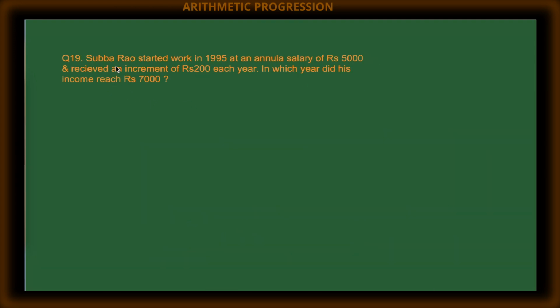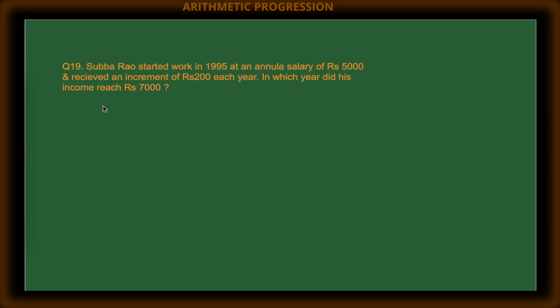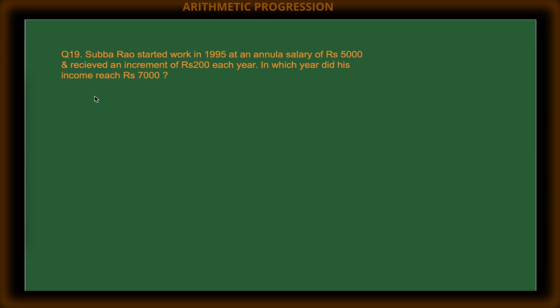Okay, so Subbu Rao started work in 1995 at an annual salary of rupees 5,000 and received an increment of rupees 200 each year. In which year did his income reach rupees 7,000? Okay, so what it is trying to say is he started with 5,000. So we know the starting point is 5,000. Then he received an increment of rupees 200 each year. So every year it increased by 200.